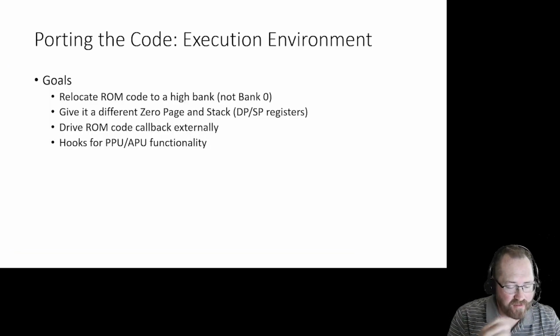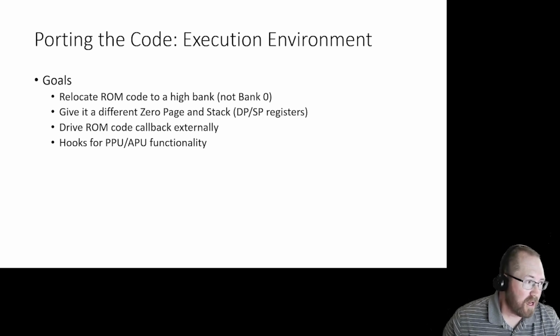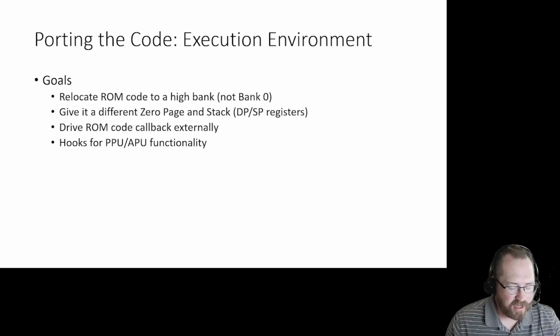Now the execution environment was a little more of a challenge. So we're not running the ROM code in bank 0. We want to relocate it to a higher bank because obviously GS/OS needs to use bank 0 for its own purposes, and we don't want to be restricted in that way. So obviously we're running on the 65816. We have a separate direct page register. We have a separate stack pointer. We want to use those to give the NES code its own isolated execution environment.